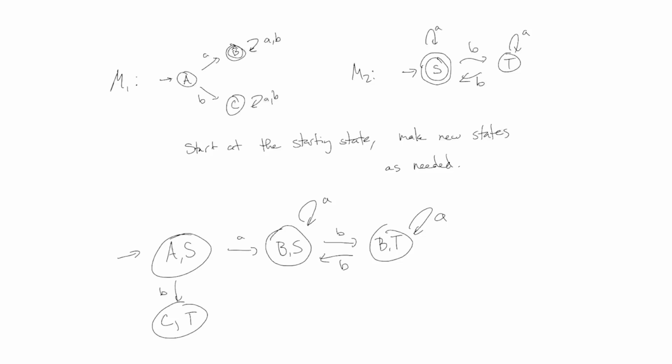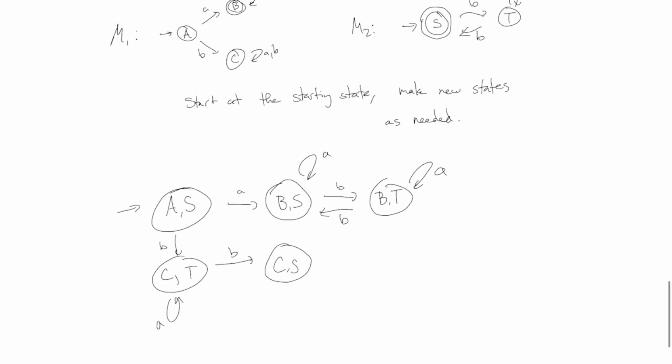Okay, what about C and T? I need 2 outgoing arrows from here. Let's do the A first. C goes back to C, and T goes back to T. So the A arrow is a loop here. And the B arrow from CT, C stays as a C, T goes to S. So that actually goes to CS. That's the B, all right? Sorry, I'm off the bottom.